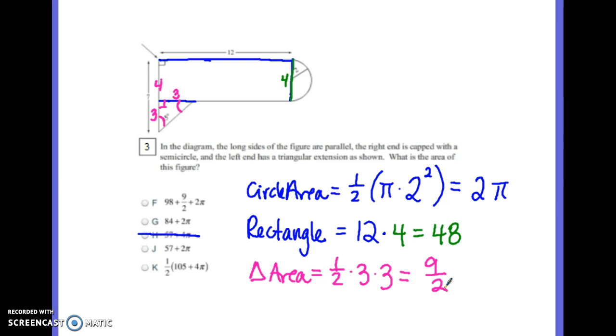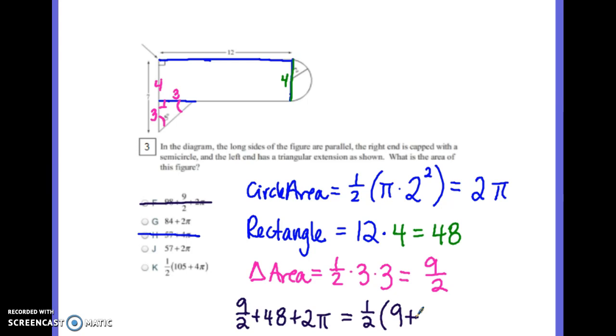So then when you're wanting to write your area for the whole picture, you've got something like 9/2 plus 48 plus 2 pi. And if you look, you don't see anything that quite resembles that. But if you start to look at some of the others, I see a fraction on K. I almost like F, but it's got a 48 instead of a 98. So what this problem is trying to get you to do is factor out a fraction. In other words, if you pull out a half from each of these numbers, if you pull out a half from 9/2, you're left with 9.